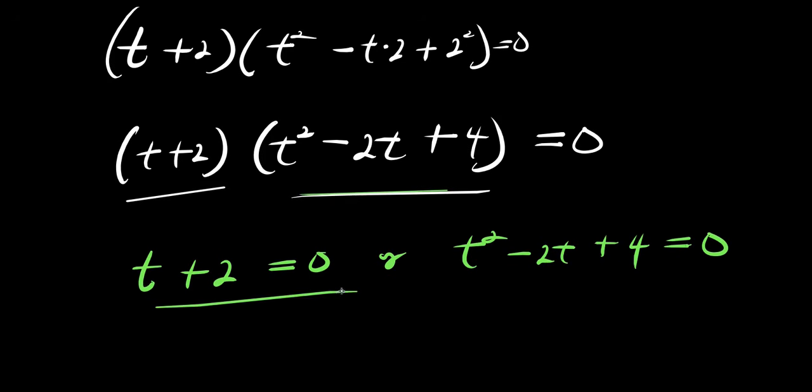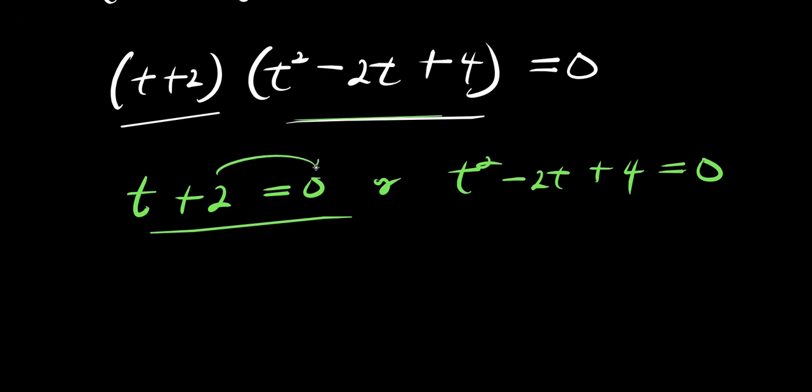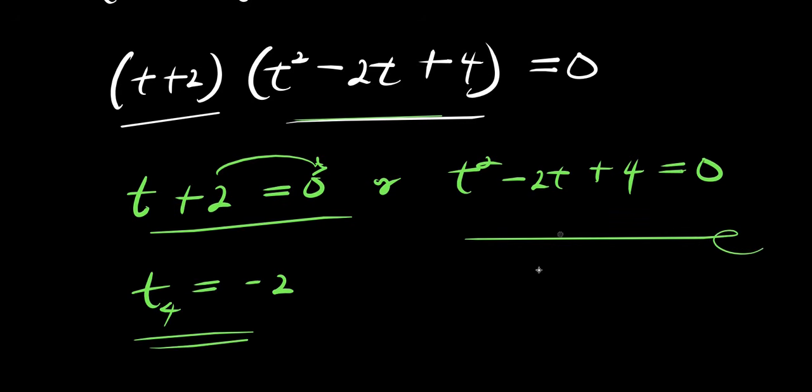If we solve this, that means we move this over here. This becomes t equals -2. So this is my t4. Let's solve for t5 and t6 using this.